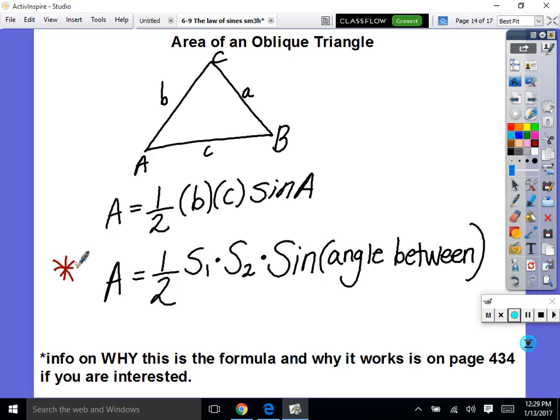So look, because of this formula, if we were given angle A and side B and side C, we could find the area. Side 1, side 2 times sine of the angle in between. Yep, if you were given these two, you would have to use that angle to find the area. And so forth. That's why I don't like to memorize that. I just say 1/2 times side 1 times side 2 times sine of the angle in between.